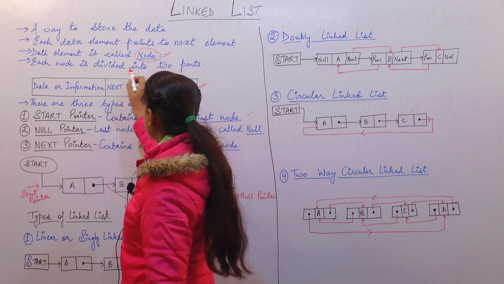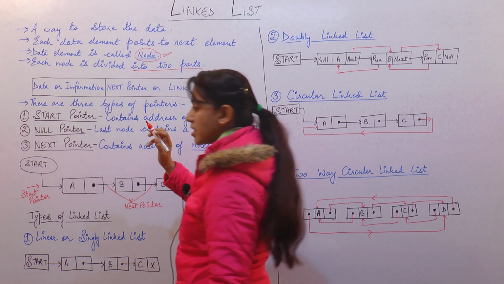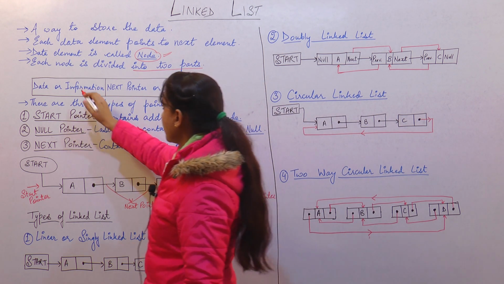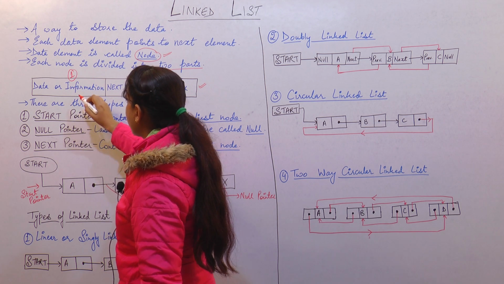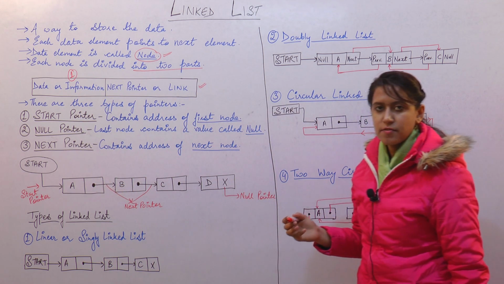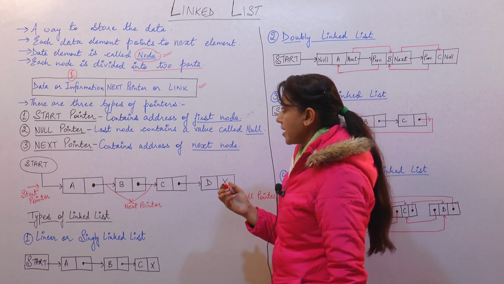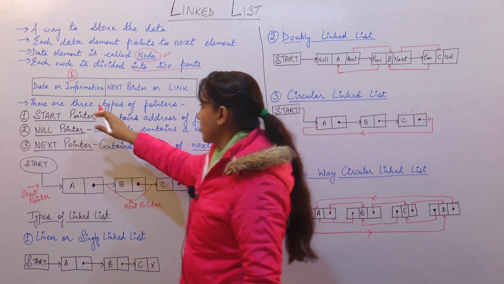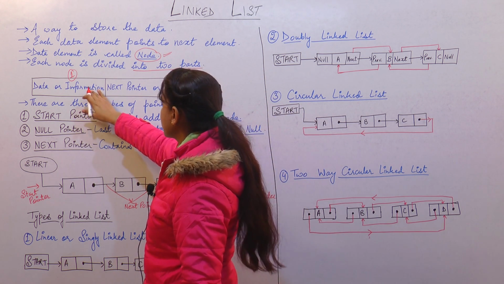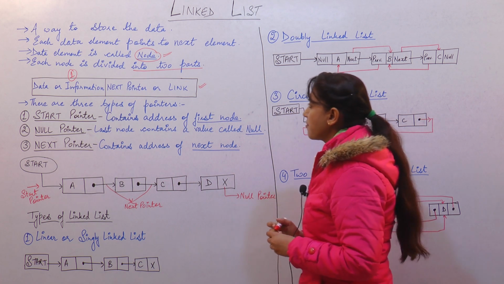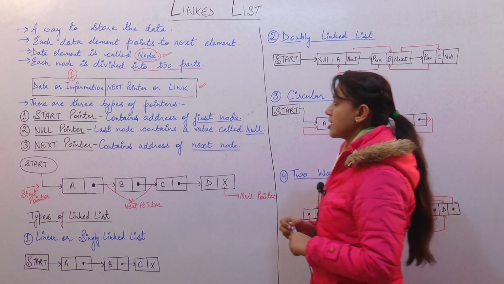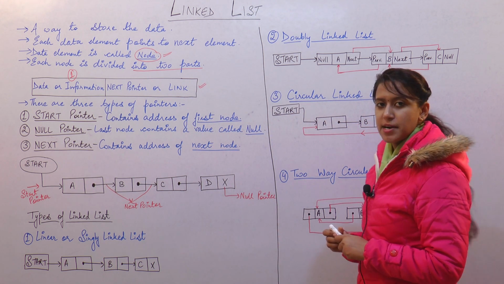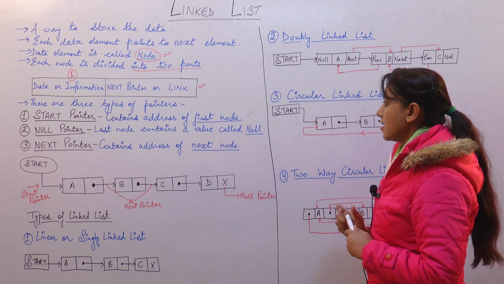Each node is divided into two parts. This is the figure of a node. In the first part, we always store the data or information, the data that we want to store in our linked list. We store that data or information in our first field. And the next field of the node contains the next pointer or link. That next pointer will always point to the next data element present in our linked list.